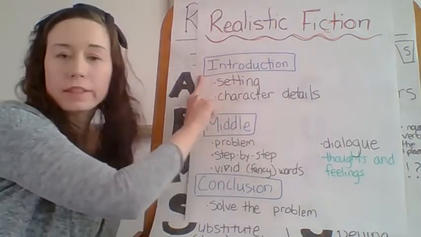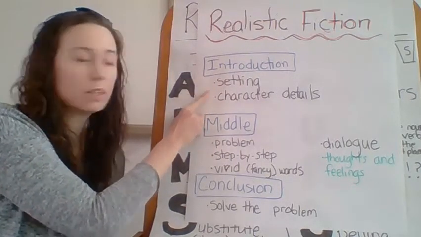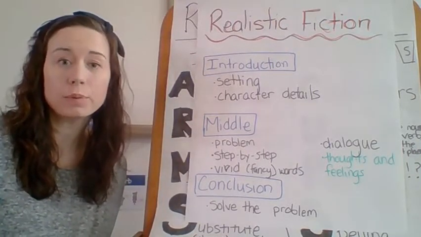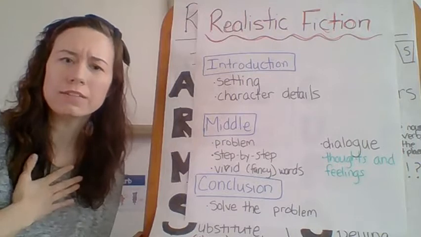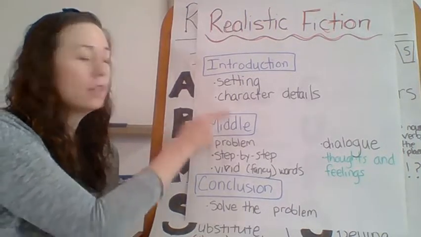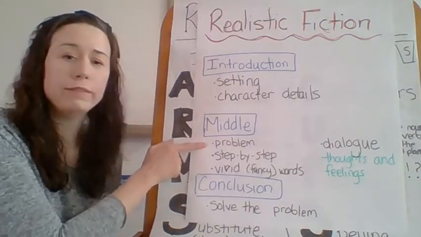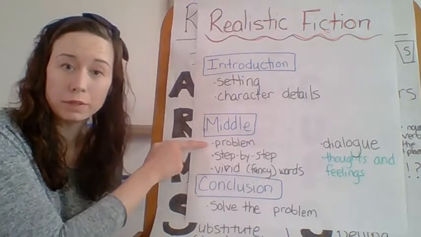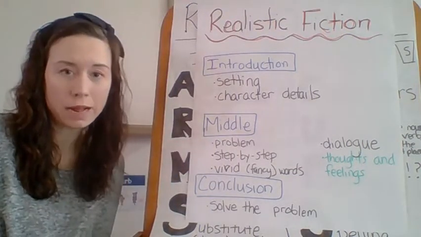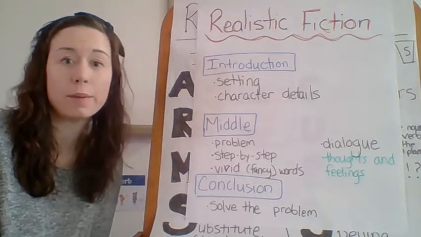So, we've talked about the introduction, having a setting where the story starts, and adding character details. That's really important for the reader to get to know a little bit more about that character. In the middle of the story, the hamburger part of it, we've talked about the problem that the character faces. It should be a real problem, not something made up and fake that would not happen in real life.